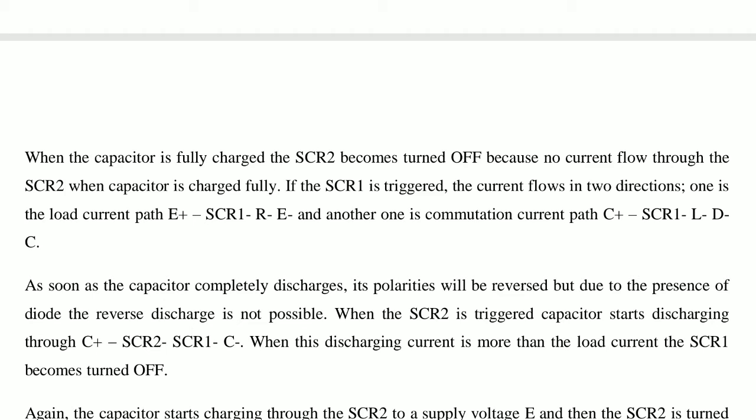Now the upper plate has negative polarity and the lower plate has positive polarity. Its polarity is reversed, but due to the presence of the diode, the reverse discharge is not possible. When SCR2 is triggered, the capacitor starts discharging through capacitor, SCR2, SCR1 and again capacitor. When this discharging current is more than the load current, SCR1 turns off. So this is the basic mechanism in class D commutation.